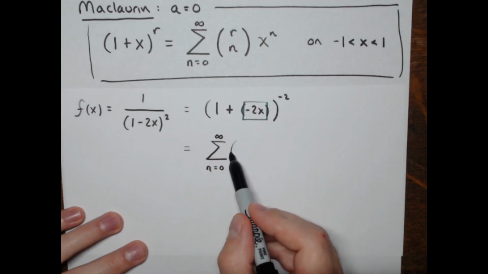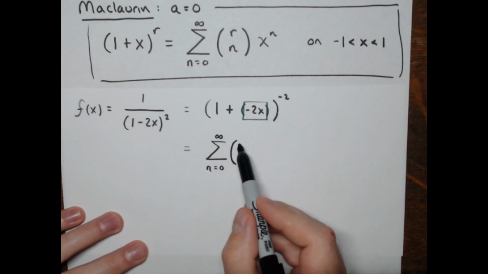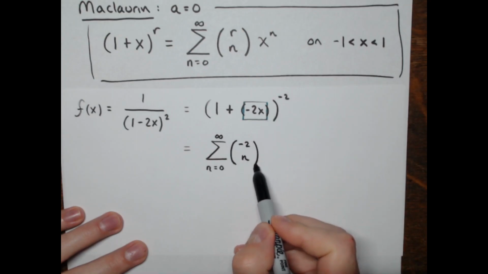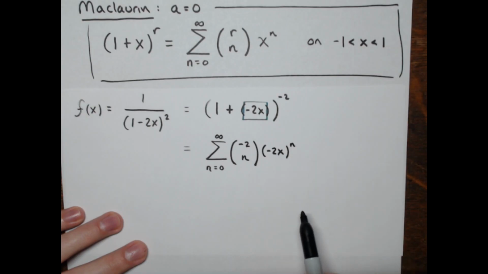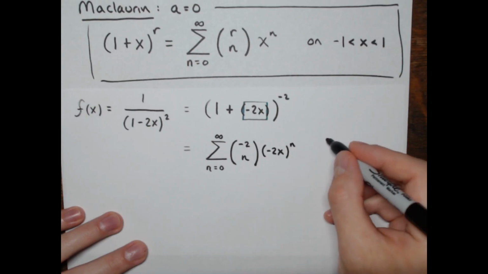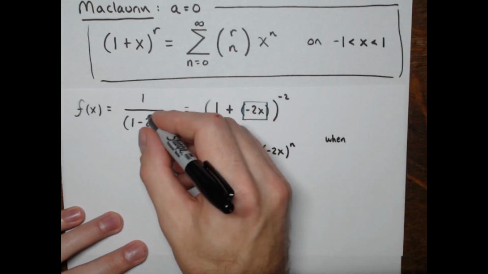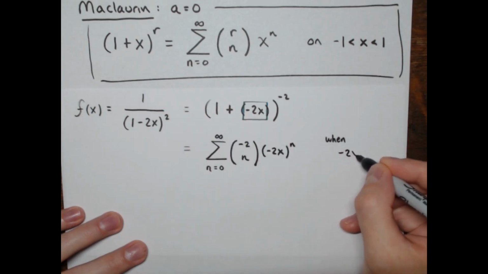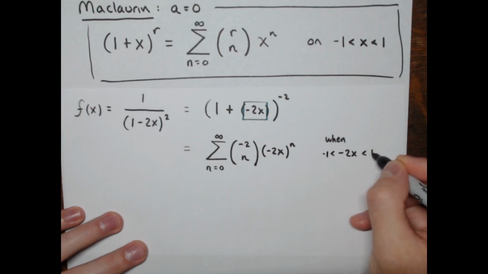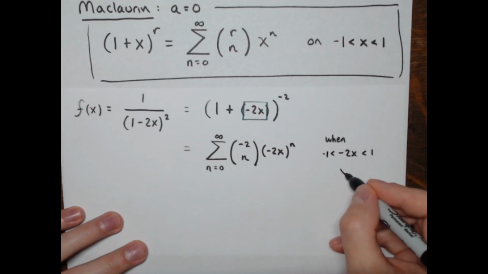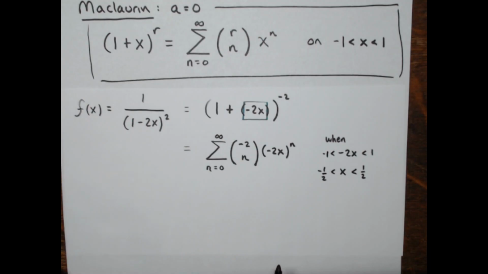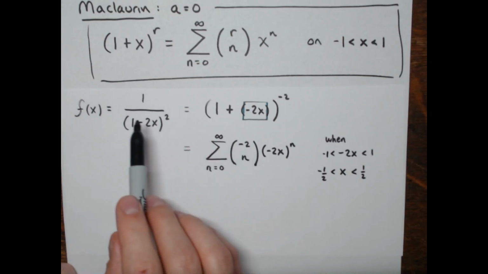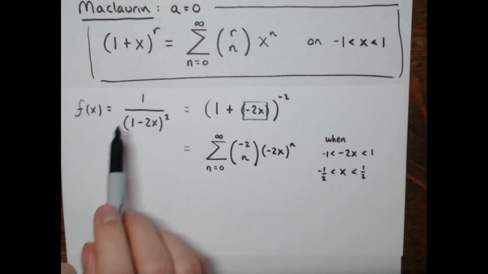Sum from n equals 0 to infinity of negative 2 choose n times negative 2x to the nth power. This series will only converge to this function value when negative 2x is between negative 1 and 1. Dividing by negative 2, that'll flip everything. And x needs to be between negative half and a half. So when x is between negative half and a half, this infinite series will converge to this function value.